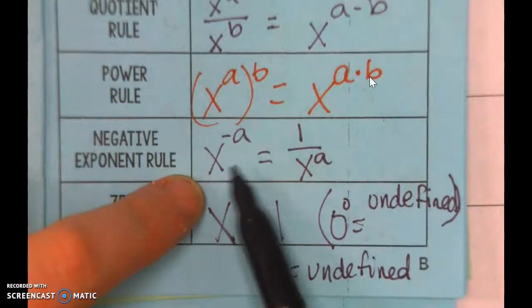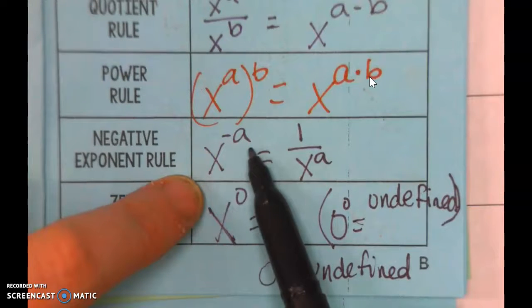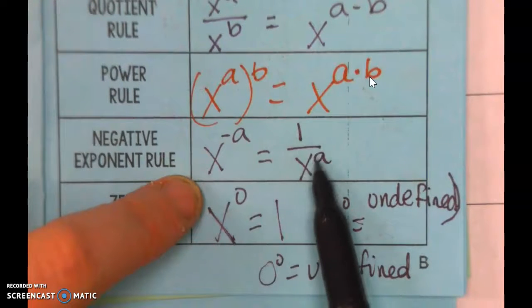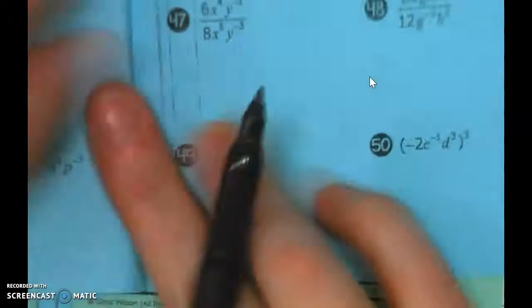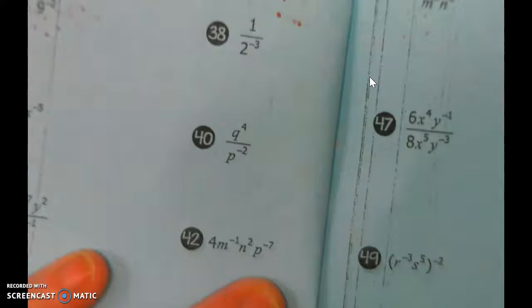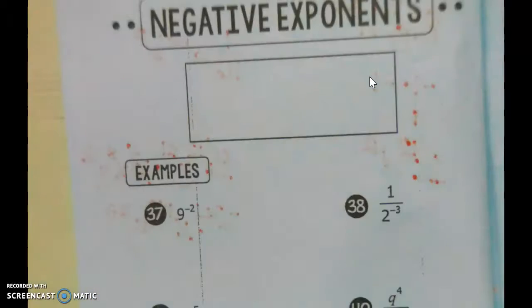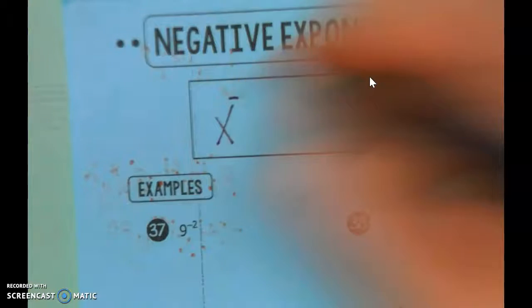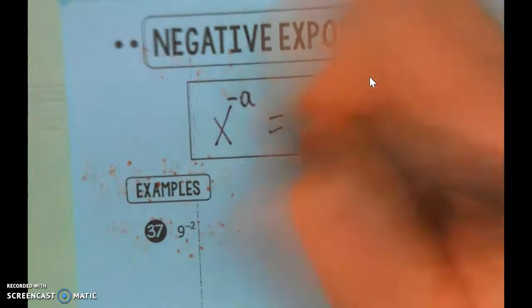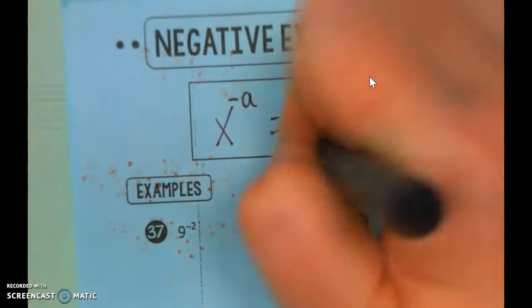This one here, x to the negative exponent is 1 divided by all that. And notice that the exponent turned positive. So look in your little book, negative exponent rule: x to the negative a equals 1 over x to the a.